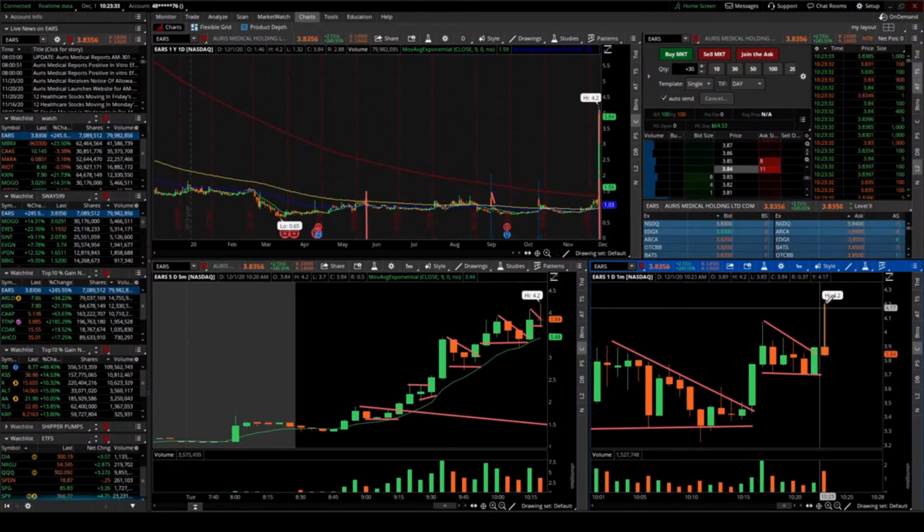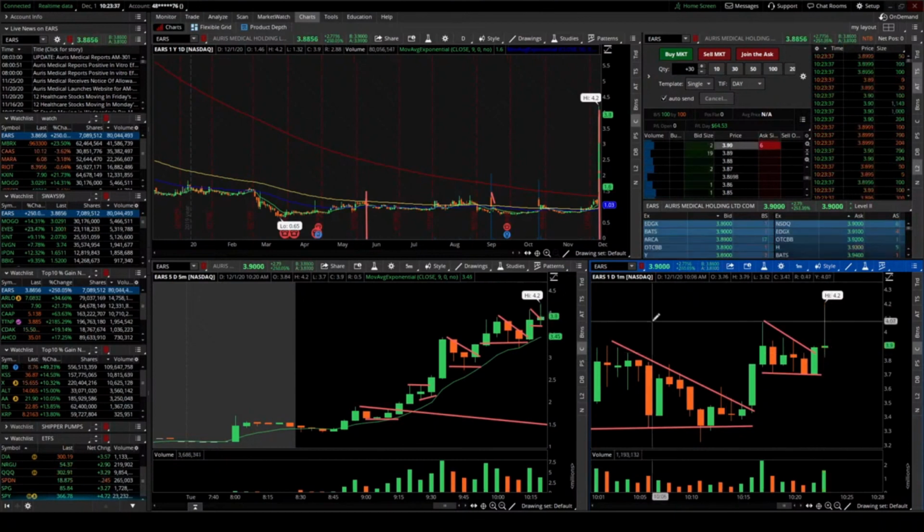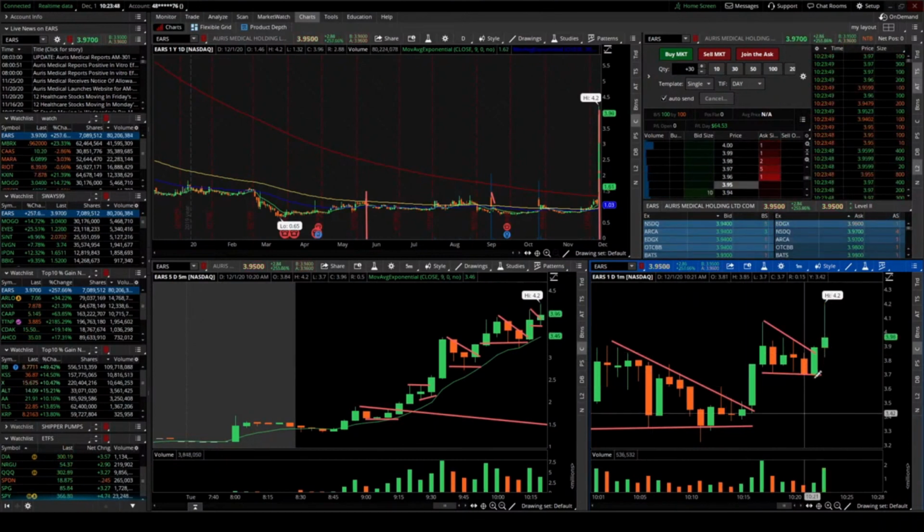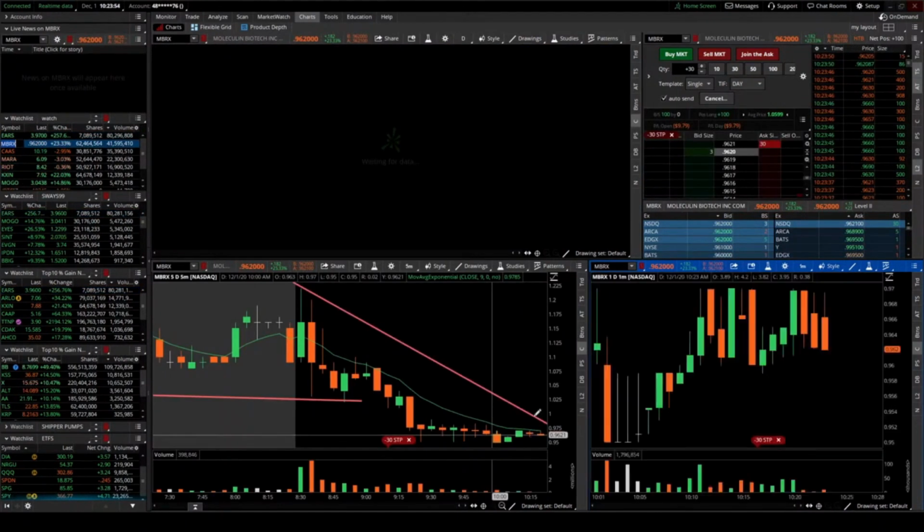Now this one got rejected pretty hard. This one pushed right back down, but that was another quick possible scalp. Sometimes they don't get the buying volume coming in. I mean, you can find triangles all the time.